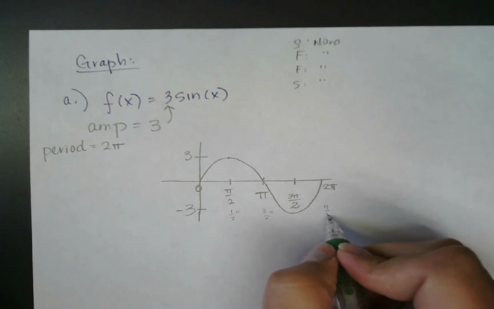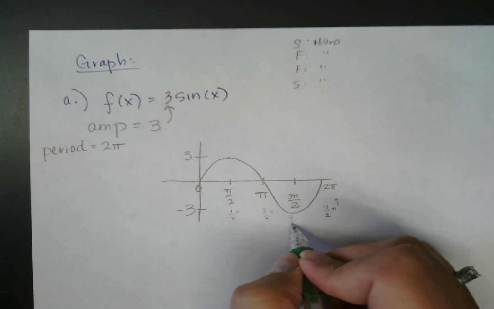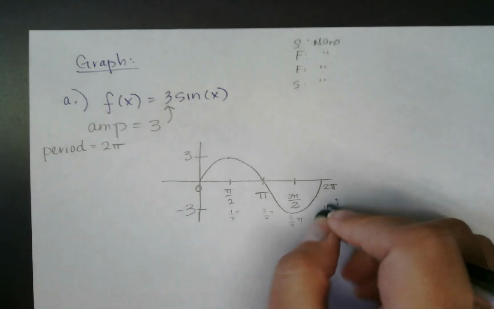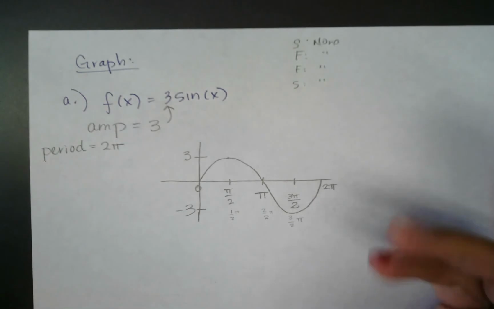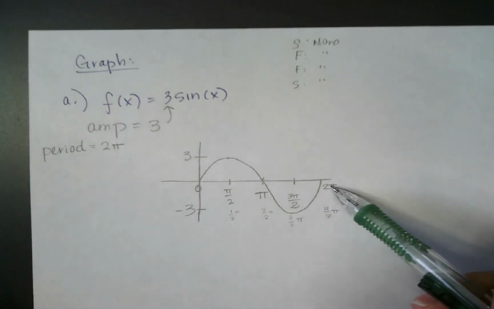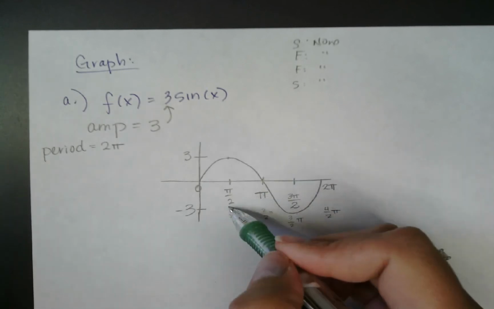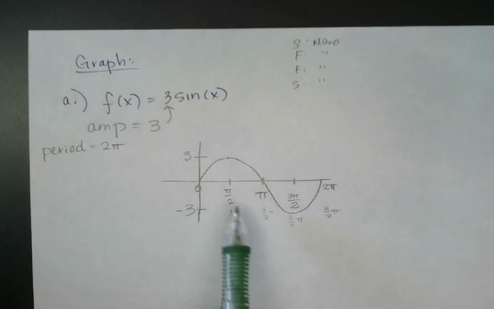And then 4 halves, which simplifies to 2 pi. So I just cut them up, I benchmark them, and then I count my fractions. Let me do it again. Half of 2 pi is 1 pi. Half of 1 whole pi is 1/2 a pi. And then I count my fractions.